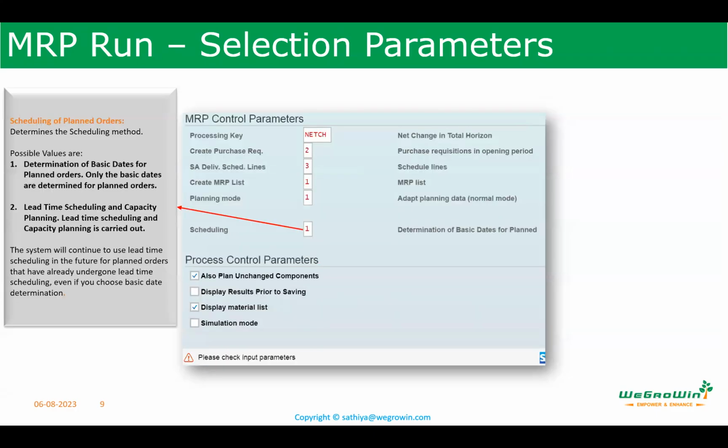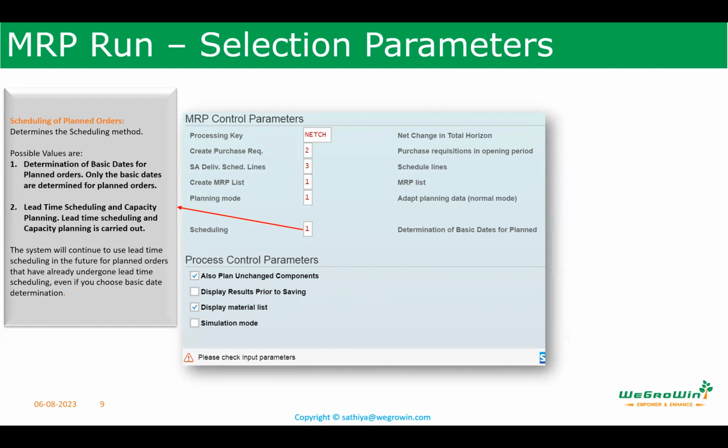Then the third one is the scheduling of planned orders. How to schedule the planned orders? Here, for the basic dates, if we select one, the planned orders will be planned based on the date which we have given in the material master, because it is talking about planned orders, which means it is going to take the in-house production time from the material master, 3 days or 4 days. Or if I want to take my routing time, then I have to select two: lead time scheduling and capacity planning. This means you need to run MRP by changing these parameters also and see what is the impact on the planning run.